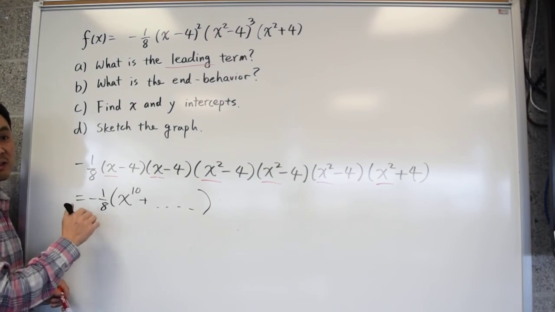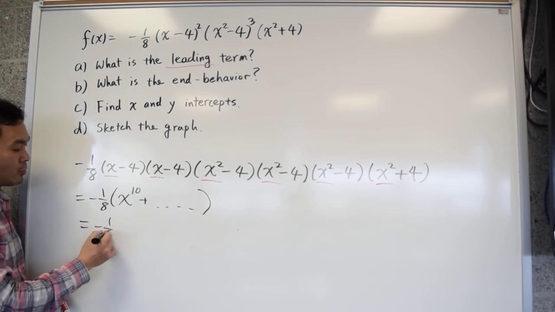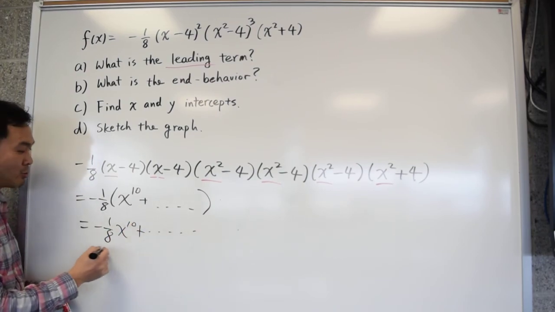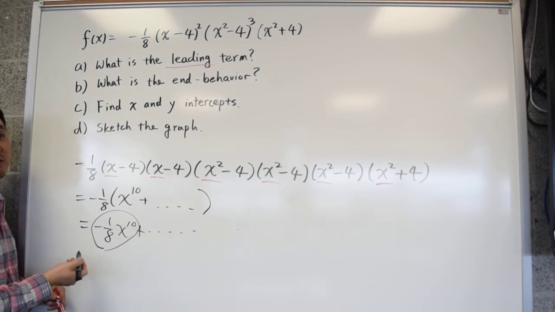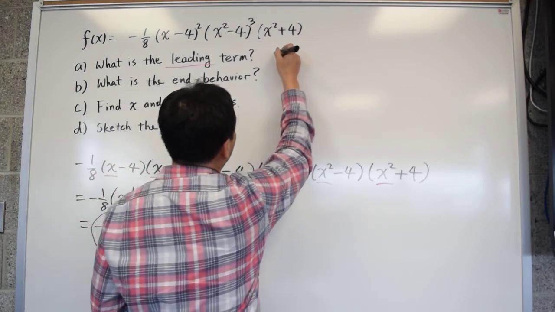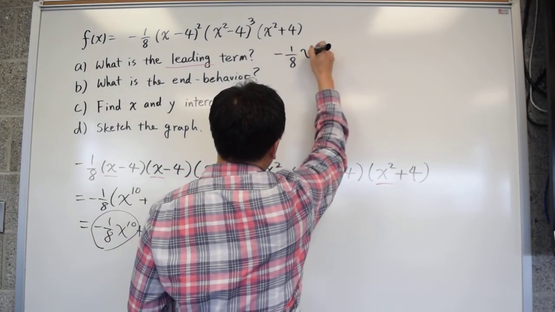So what do you get? Negative 1/8 x to the 10th plus something, which I don't care. We just want the leading term. Okay. So that's how we work smart, not doing everything. We just looked for this one. Okay. So the answer is negative 1/8 of x to the 10th.